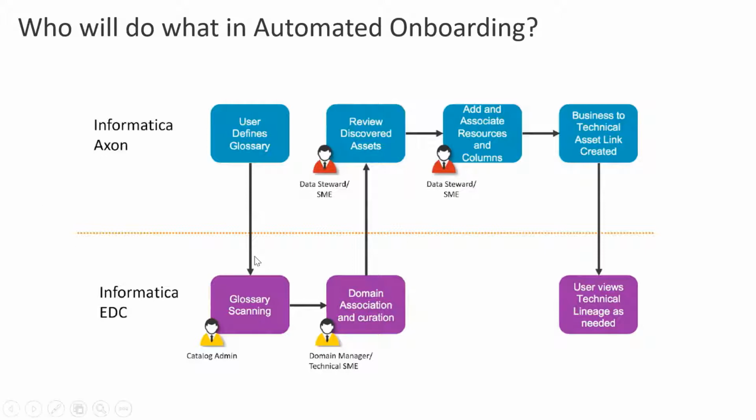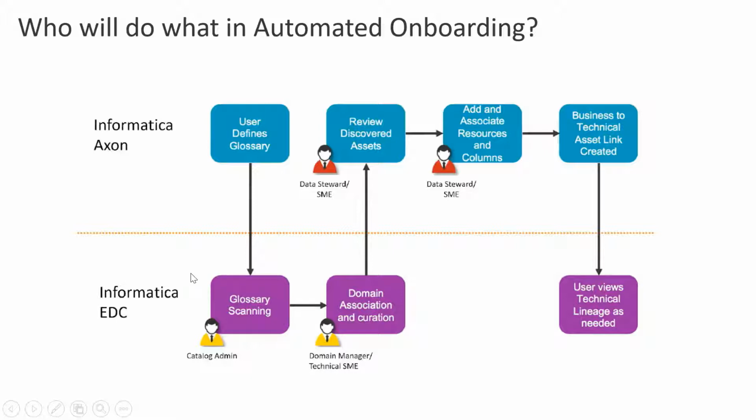There are multiple different personas that come into play. The glossaries are defined by the glossary definition owner. Somebody from the Axon side will be responsible for upkeep and maintenance of the glossary on the Axon side. From the business side, he will be a business layer level user. So this glossary information is shared with the catalog admin on the EDC side, and this is how it is shared onto the EDC.